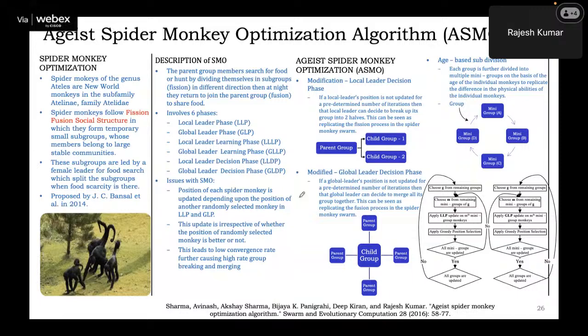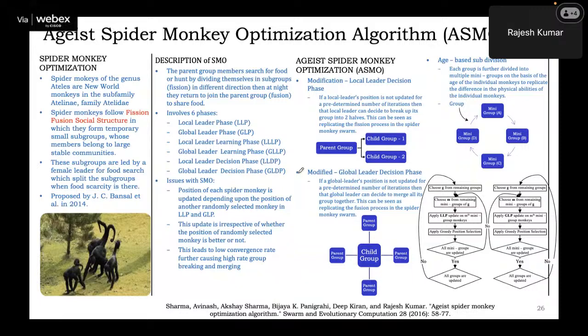First, the local leader phase. Then there is a global leader phase, then the local leader learning phase, the global leader learning phase, and then the local leader decision phase and the global leader decision phase. You can consider this more like a government system, where there is a central government and there are state governments, and likewise.